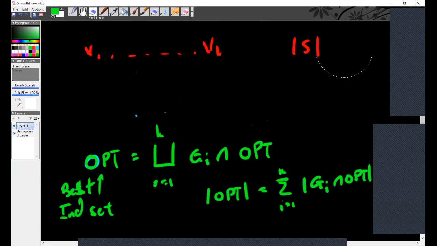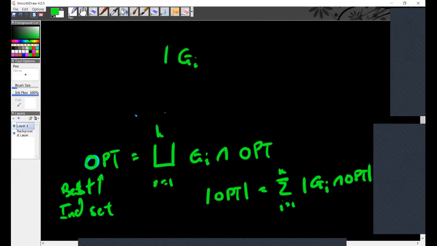Okay, all this is saying is, let me just cut up the optimal set into its respective stars. And then the question becomes, how good can this go? I know that each of these G_i has a max degree of D, so the most intersection I can have with OPT is at most D. Not D plus 1, but D.